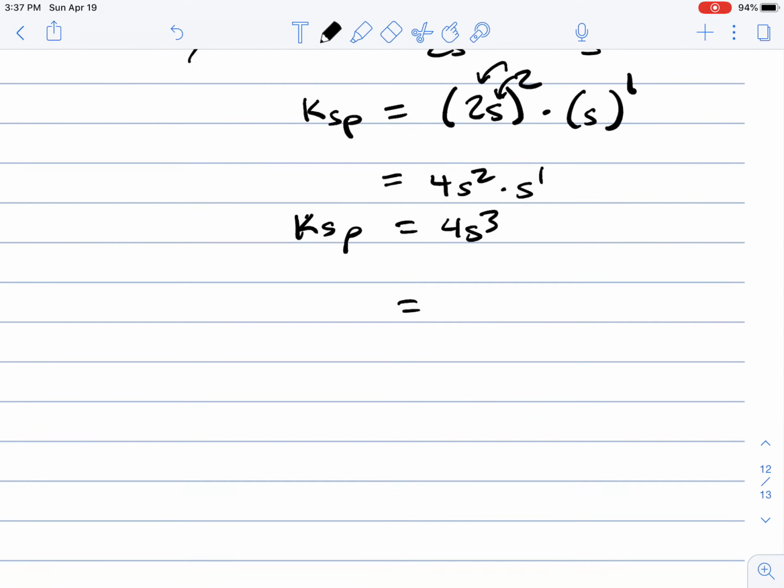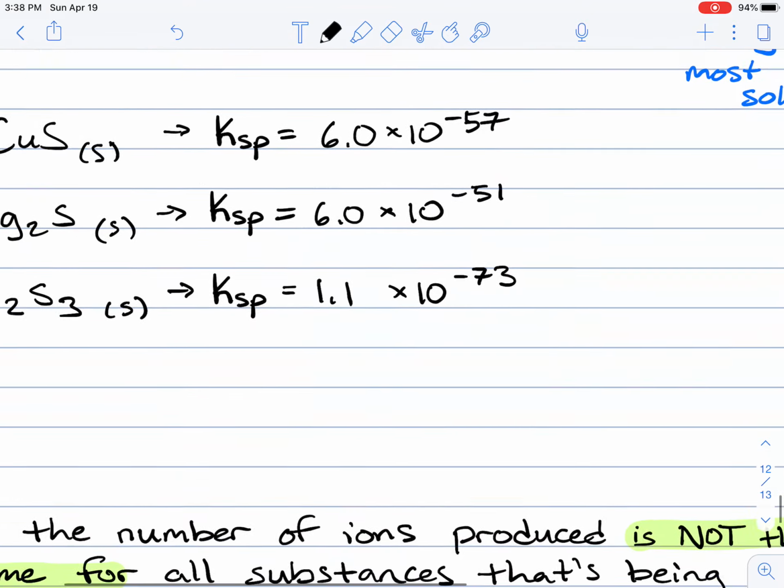And so I'm going to go ahead and solve for the molar solubility. And if you perform the algebra, you're going to divide by the 4 first. So it's going to be KSP divided by 4. And then you're going to get rid of this exponent, this cube, by taking the cube root of both sides. And that's what I'm representing here. So I'm just skipping some steps. Okay. All right, so if I wanted to solve for the molar solubility, which is S, I'm going to go ahead and plug in 6.0 times 10 to the negative 51.